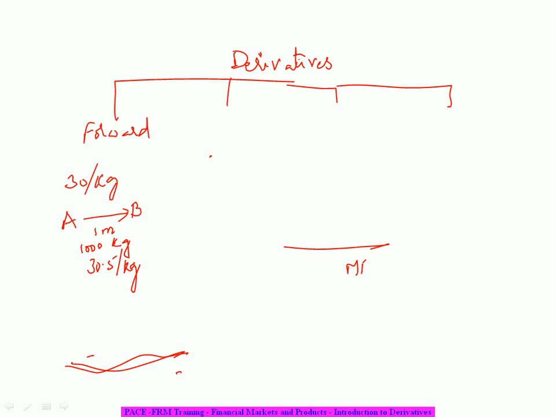So the typical payoffs, if I draw a graph, this axis is the market price on expiry, which is after 1 month. One month is the contract duration, and let's say this is 30.5. This would typically be the buyer's profile. For a buyer, the profit is there only if the market price crosses 30.5.